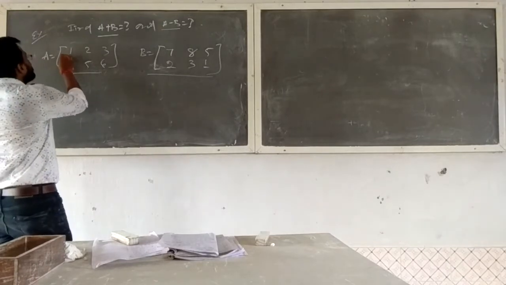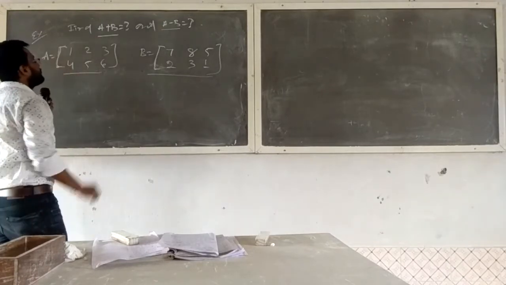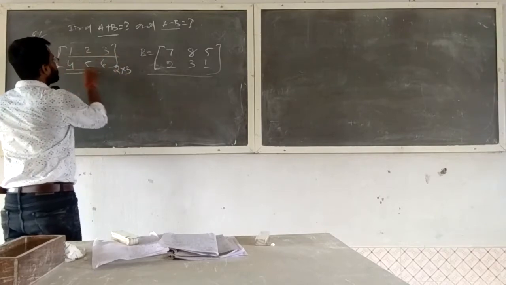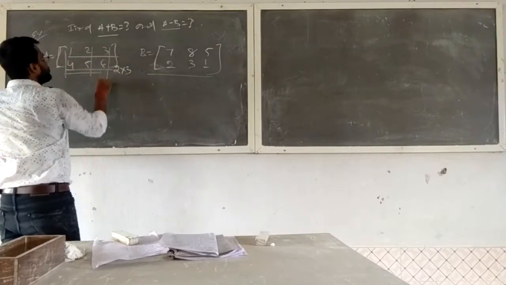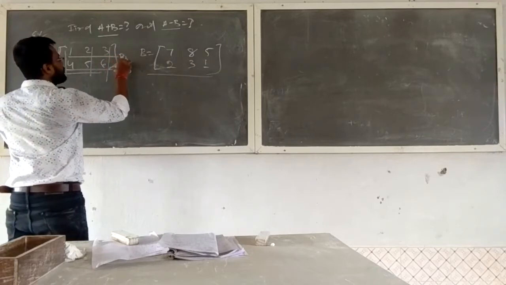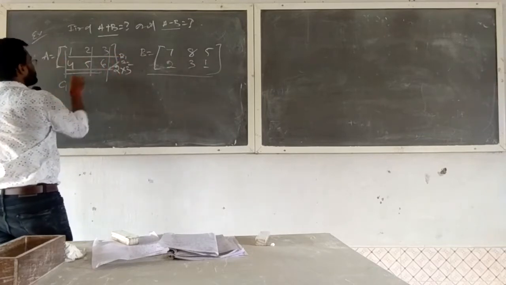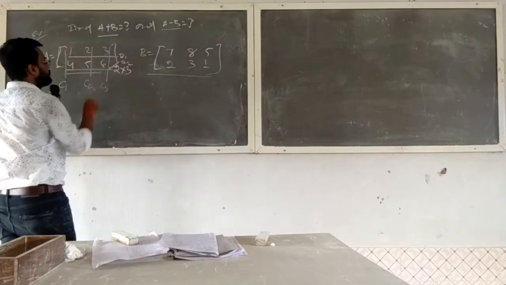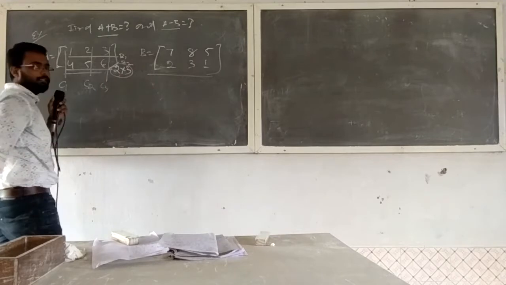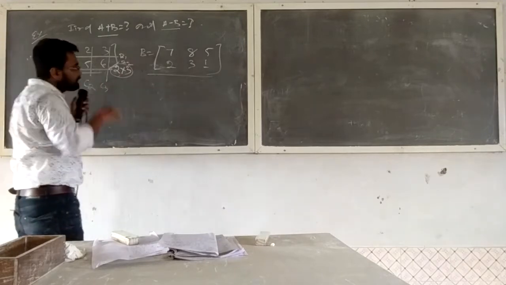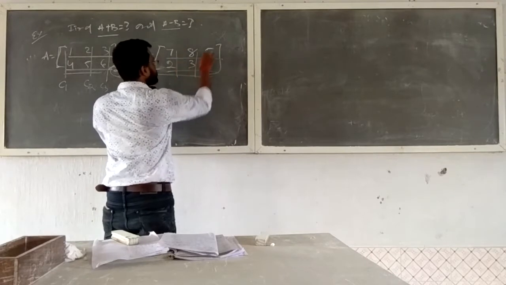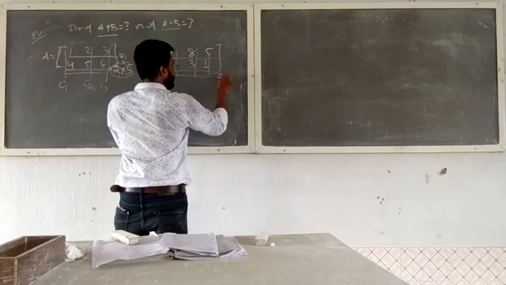Now the A matrix is given as 2 by 3 order, with 2 rows and 3 columns. These are the first row and second row, and column 1, column 2 and column 3. So the order of this matrix is 2 by 3. Second, the B matrix is also 2 rows and 3 columns, so it is also of 2 by 3 order.